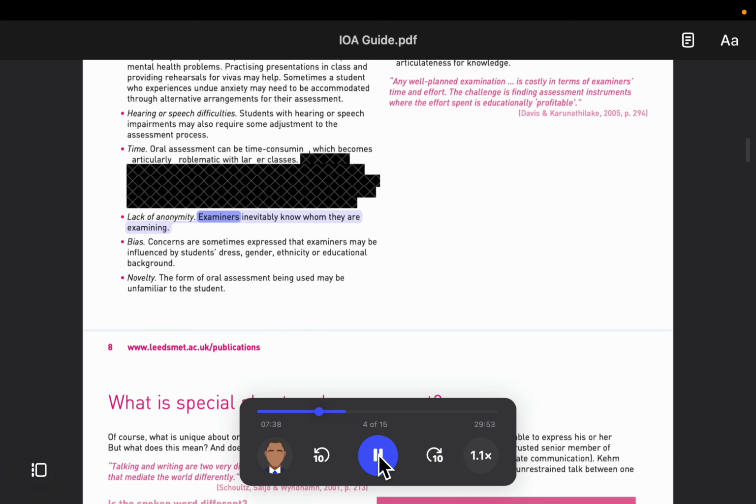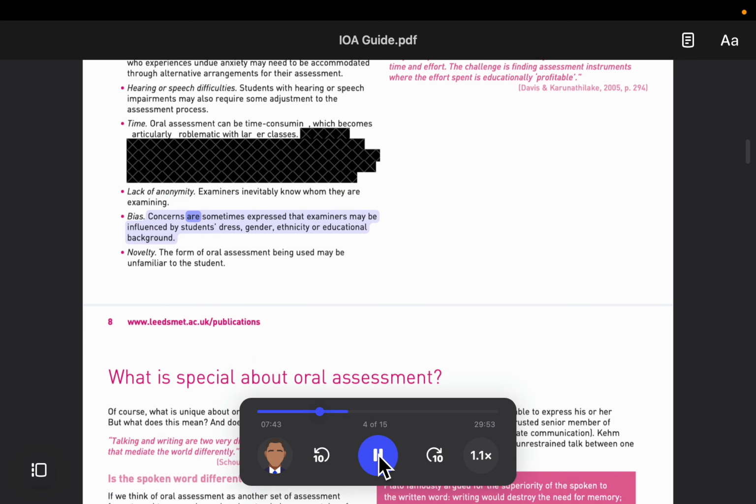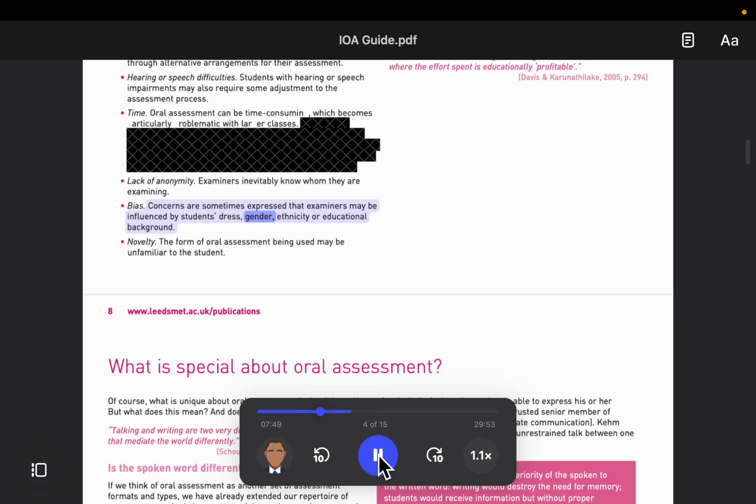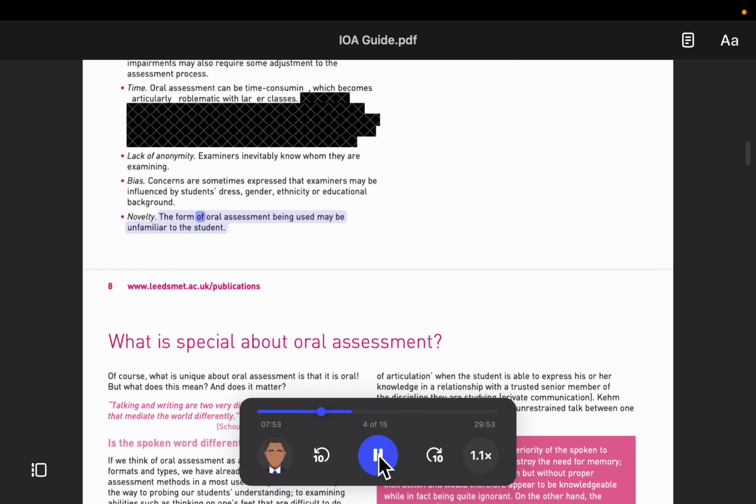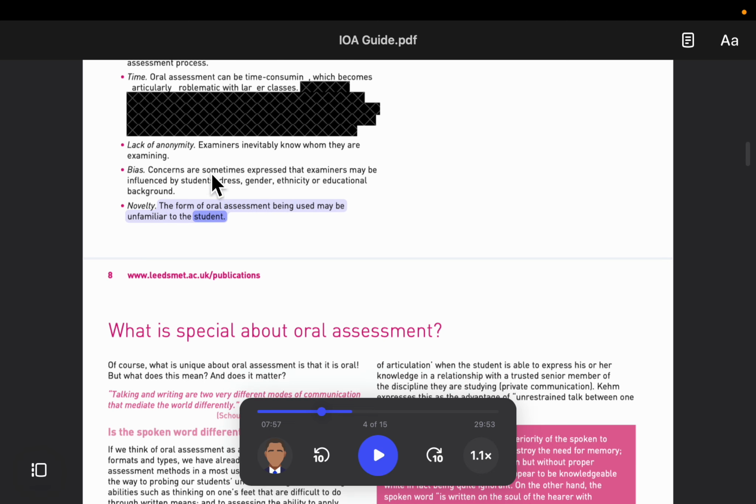Anonymity. Examiners inevitably know whom they are examining. Unbiased. Concerns are sometimes expressed that examiners may be influenced by students' dress, gender, ethnicity, or educational background. Novelty. The form of oral assessment being used may be unfamiliar to the student. I want to pause here.